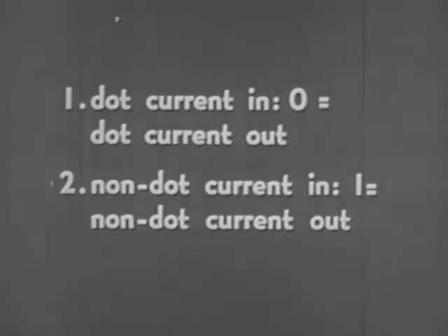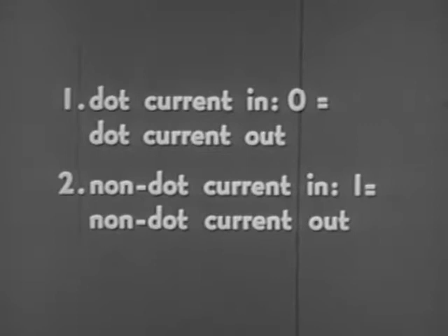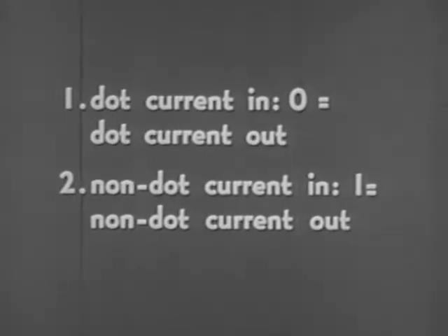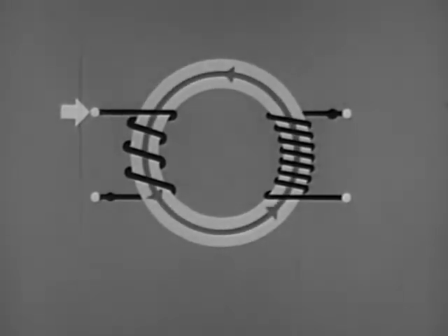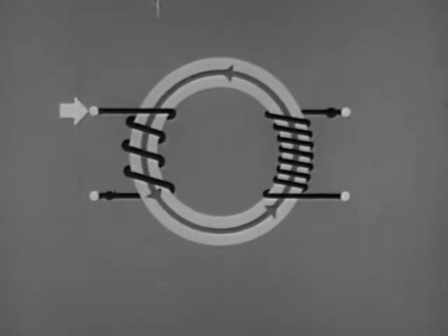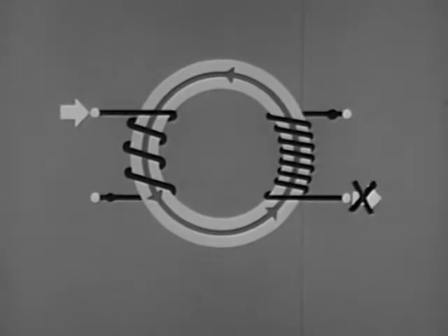Remember these two rules. Dot current in results in binary 0 and dot current out. Non-dot current in results in binary 1 and non-dot current out. Now suppose we want to send non-dot current into the core, setting it to the binary 1 state, but we don't want to send current out, at least not yet.